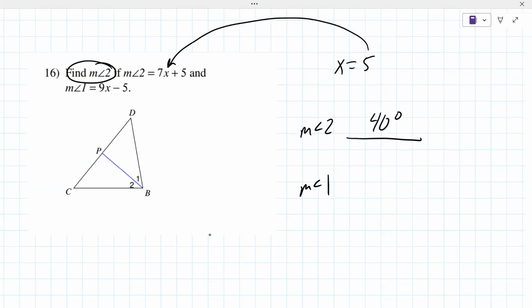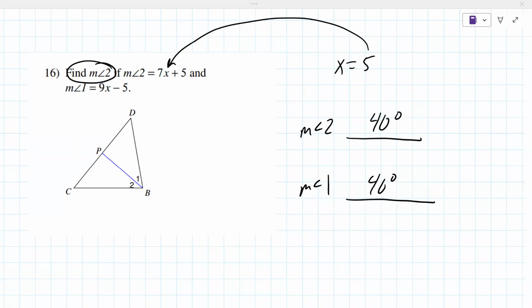Now, the measure of angle 1 should also be 40 because they're the same. Is 9 times 5 minus 5 40? Yes, it is. Good. Any questions, thoughts on that before we go back and look at another problem? No. Okay.